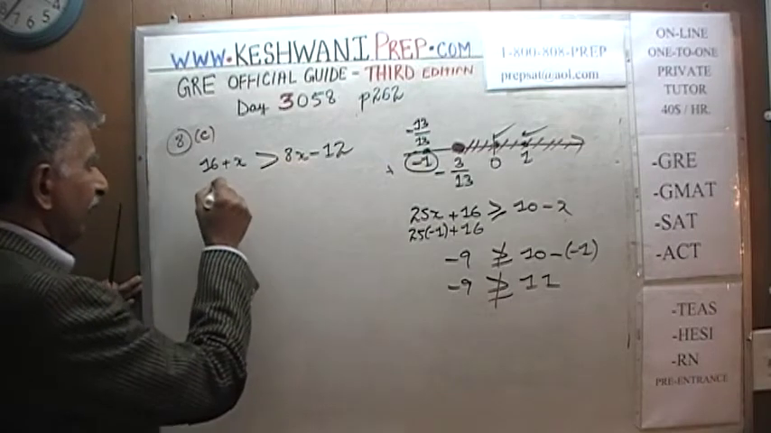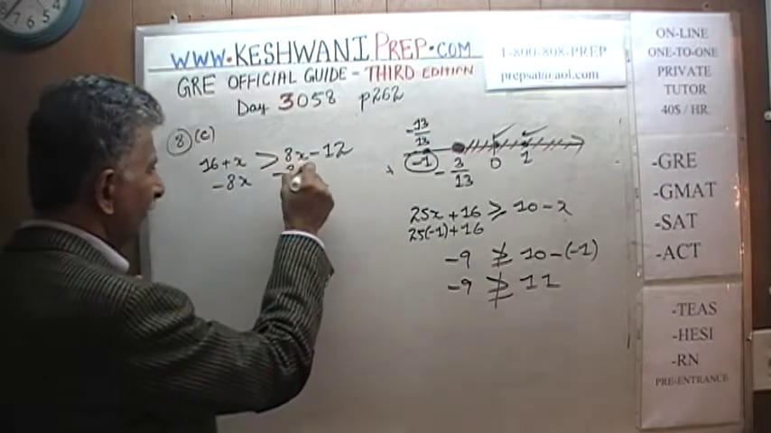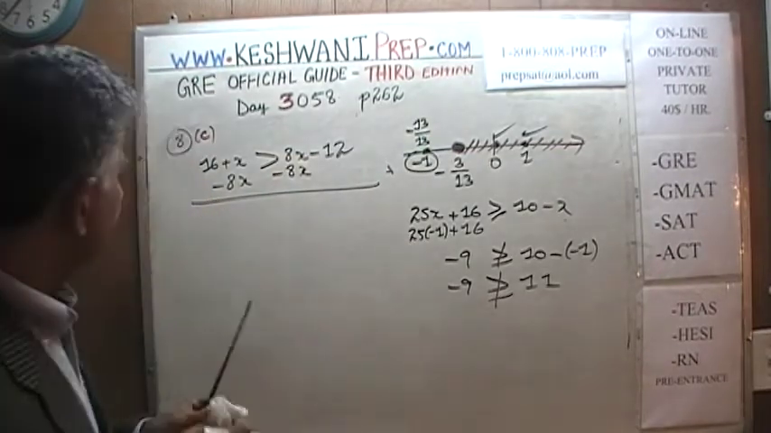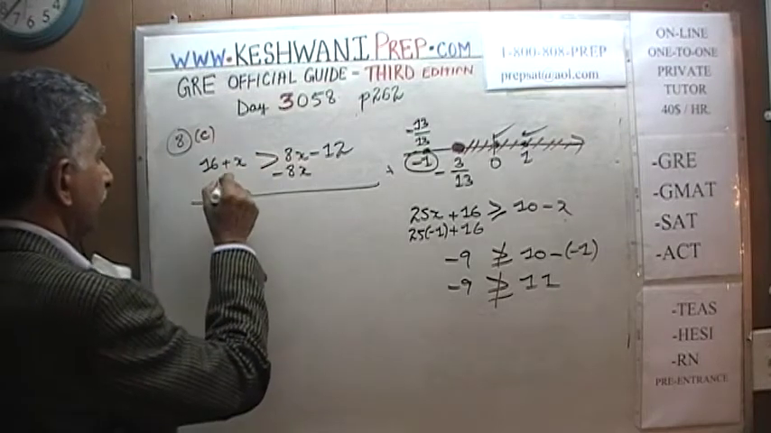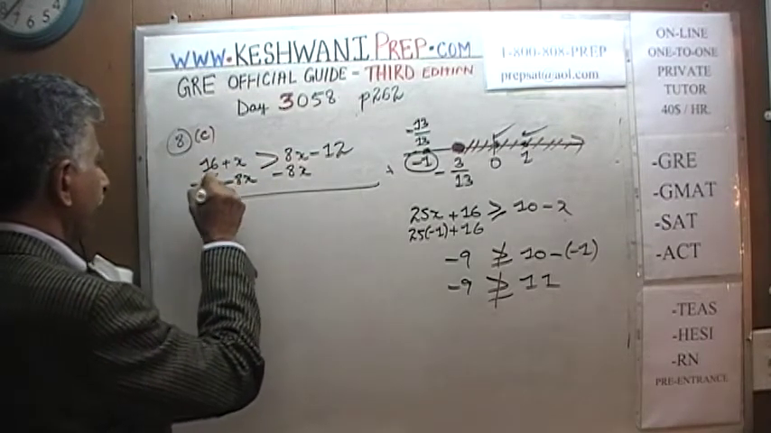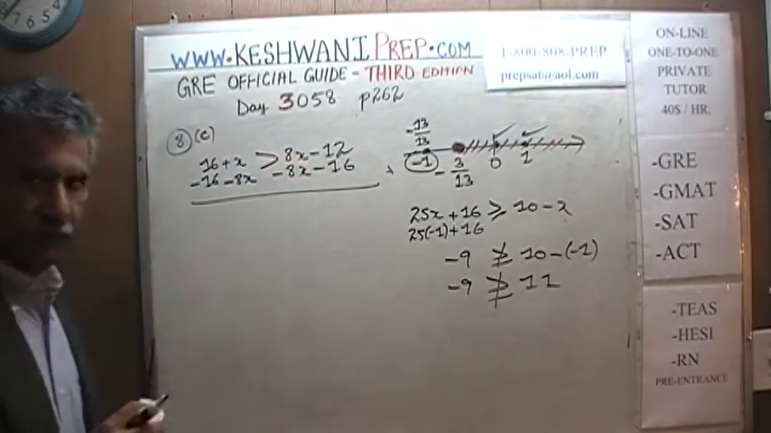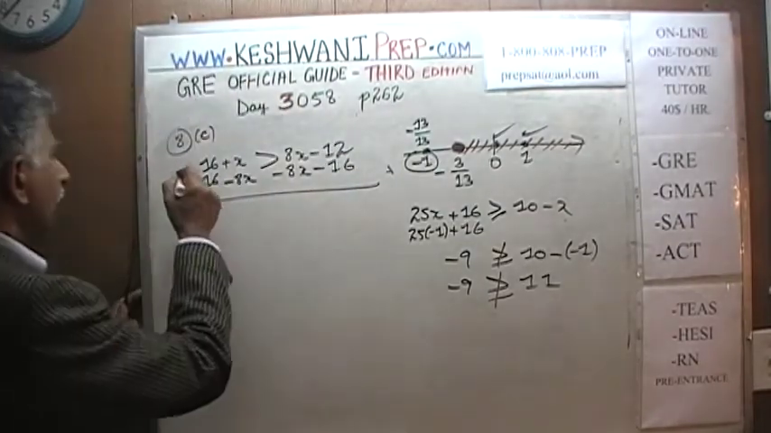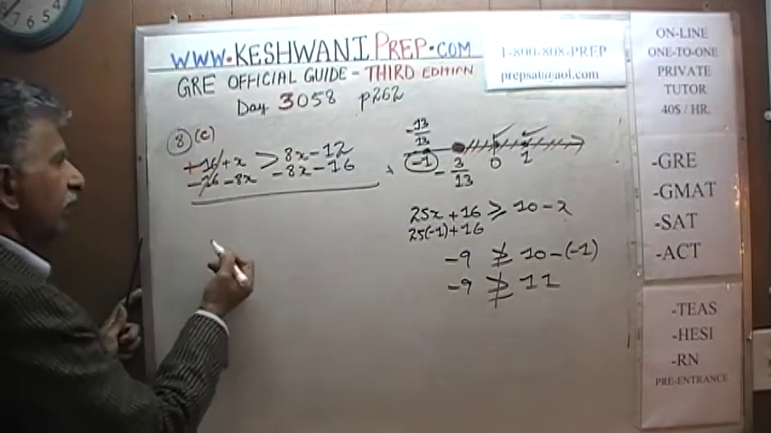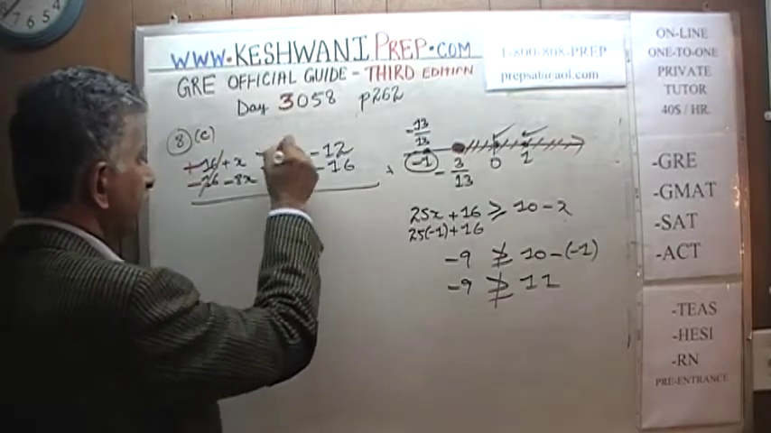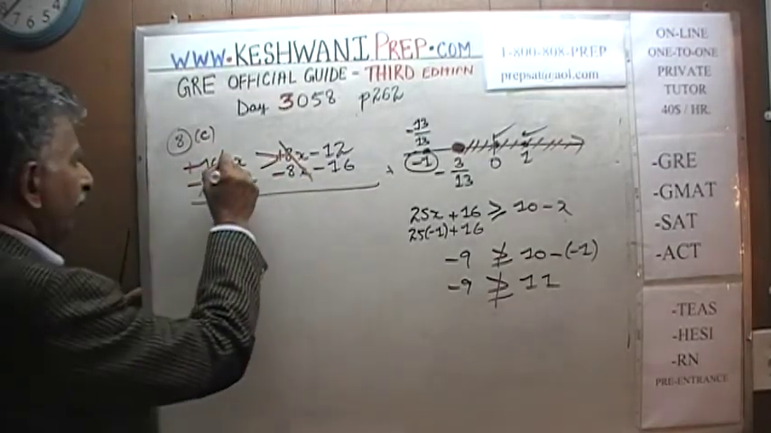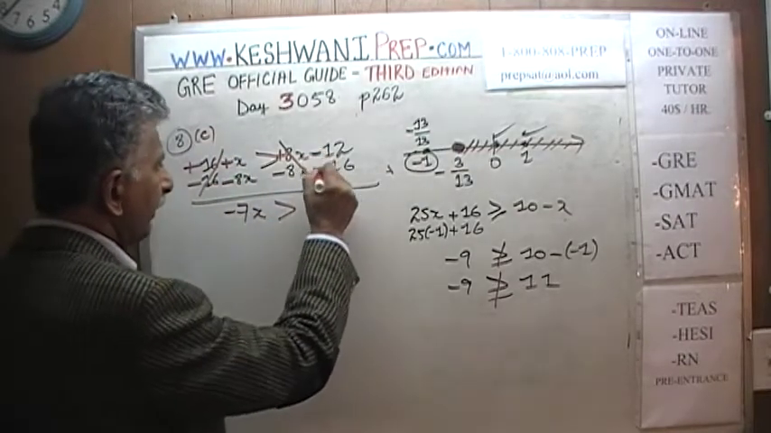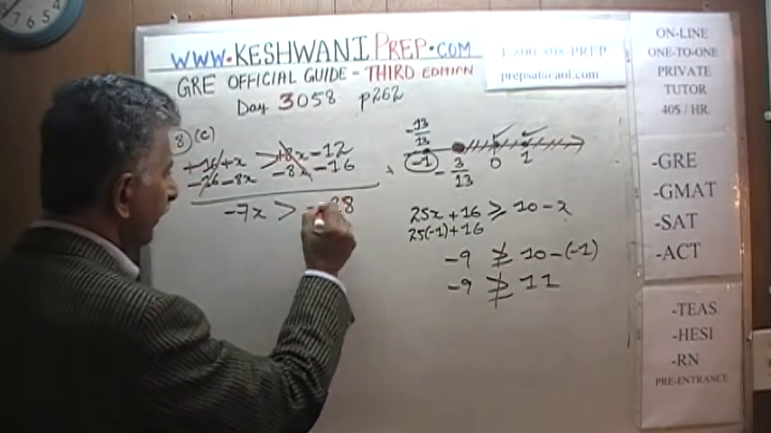Let's bring 8x to this side by subtracting 8x from both sides. And let's bring 16 to that side by subtracting 16 from both sides. We have a positive 16 and a negative 16, they're going to kill each other. We have a positive 8x and a negative 8x, they're going to kill each other. We have positive 1x and a negative 8x, which gives us negative 7x is greater than negative 12, and a negative 16 is going to give us negative 28.